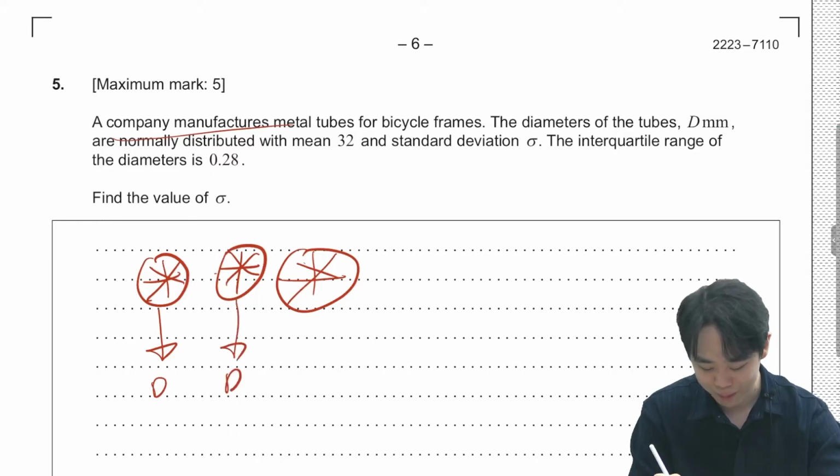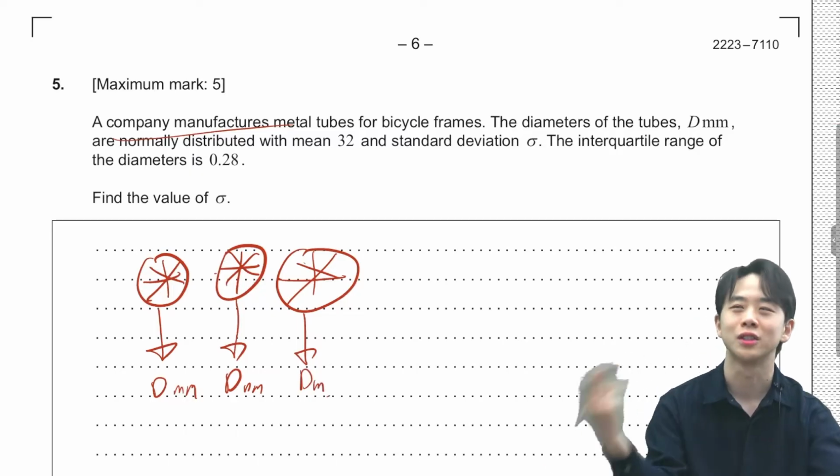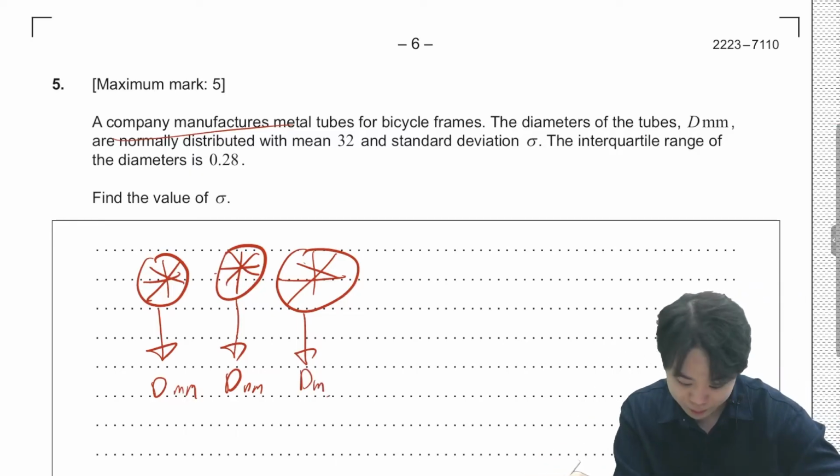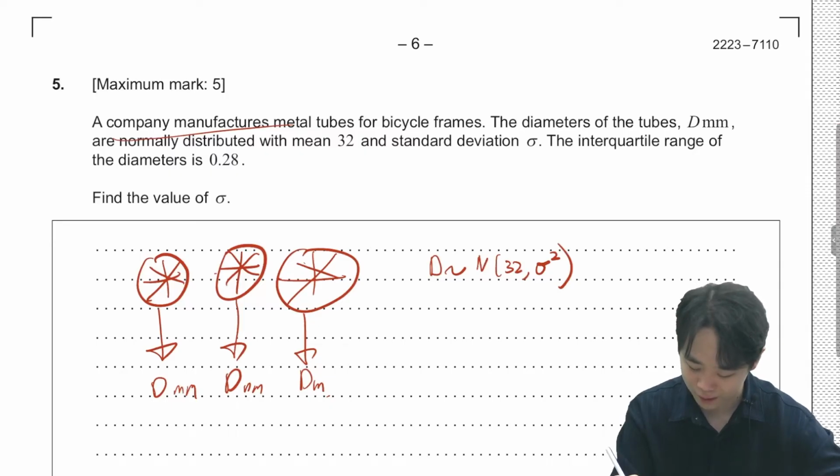So let's say that the measurements are in D millimeters, the diameters of this tube here. We're going to sample a very large number of these tube diameters. And it says D is normally distributed with a mean of 32 and unknown standard deviation sigma, so our variance is sigma squared, which is unknown.